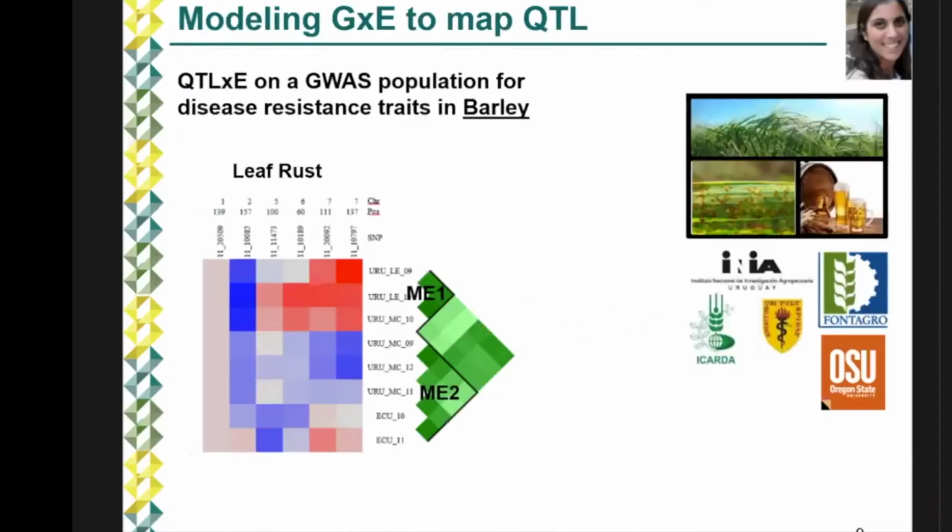And I'm going to show you one of the results of using that model here. This was a mapping population, a GWAS population in barley, where we were looking at 450 genotypes evaluated in multiple environments. Here are environments, and here are QTNs. And this was for leaf rust. And you can see that there is this QTN that was global. So it had an effect, but the effect was consistent across the environment.